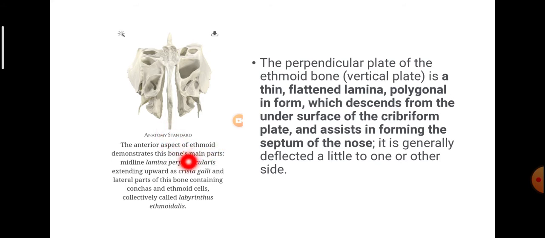Now, the anterior aspect of the ethmoid bone demonstrates the main parts. In the midline is the lamina perpendicularis, or the perpendicular plate, extending upwards as the crista galli, and the lateral parts of this bone containing the concha as well as the ethmoidal cells, collectively called the ethmoidal labyrinth.